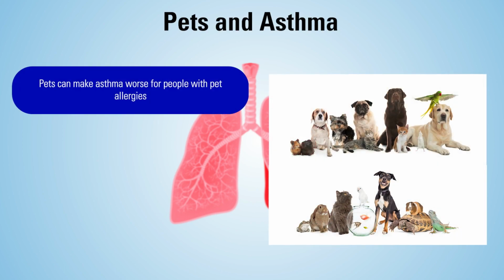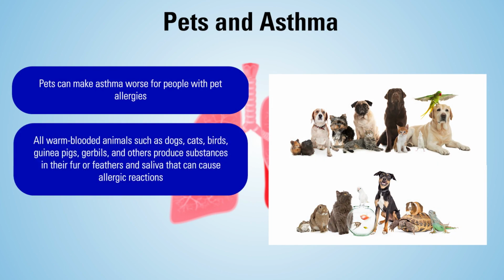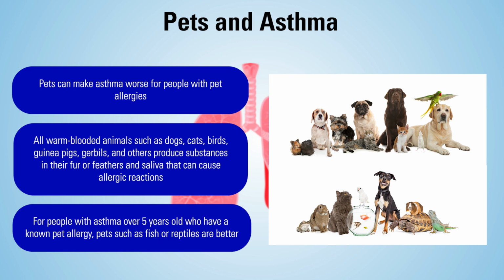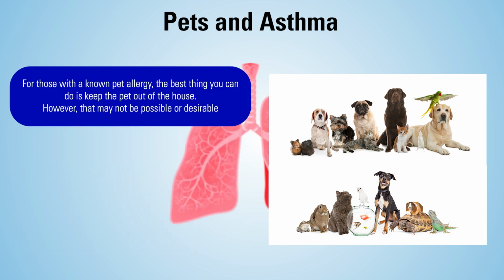Pets can make asthma worse for people with pet allergies. All warm-blooded animals such as dogs, cats, birds, guinea pigs, gerbils, and others produce substances in their fur or feathers and saliva that can cause allergic reactions. For people with asthma over 5 years old who have a known pet allergy, pets such as fish or reptiles are better. For those with a known pet allergy, the best thing you can do is keep the pet out of the house. However, that may not be possible or desirable.